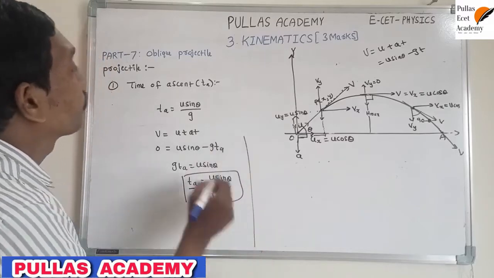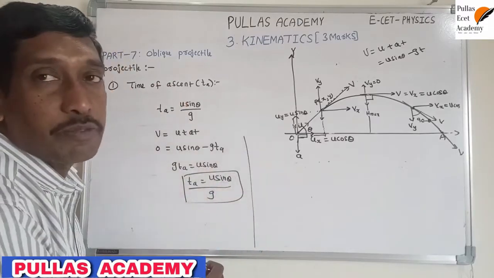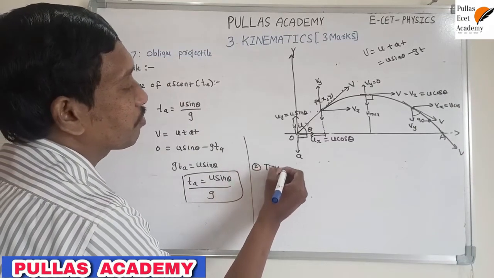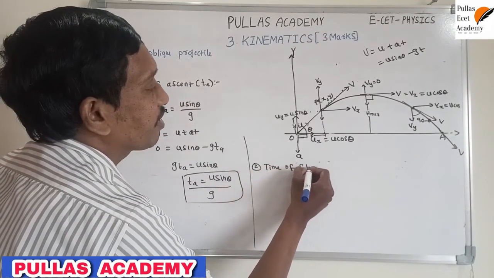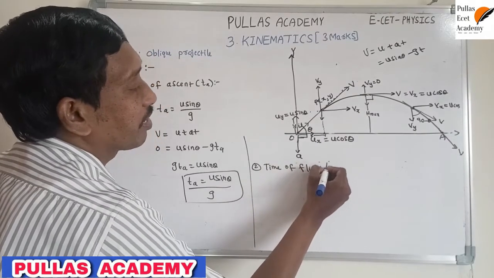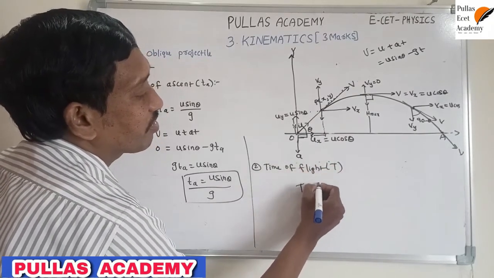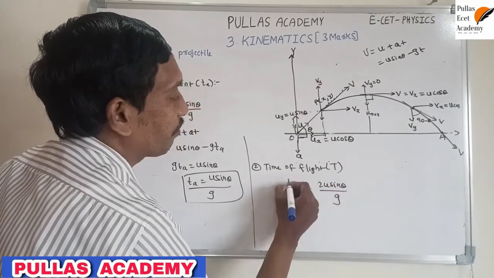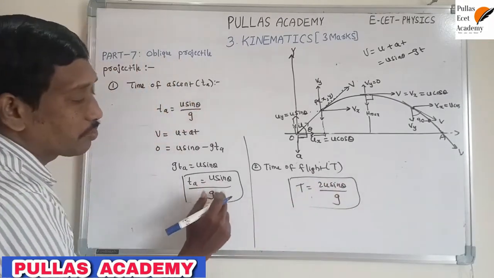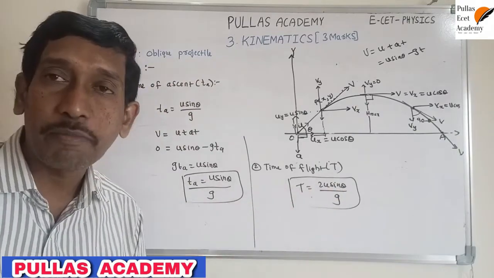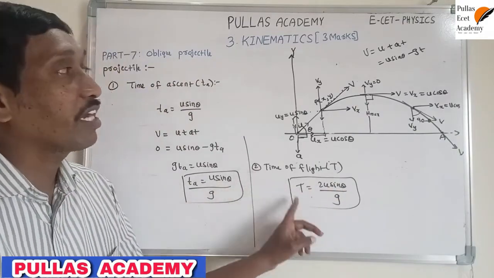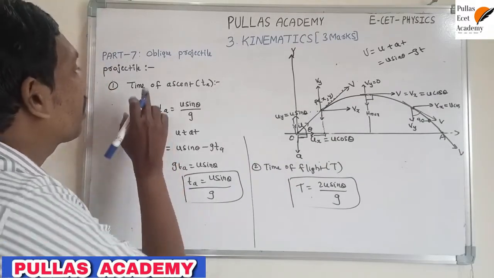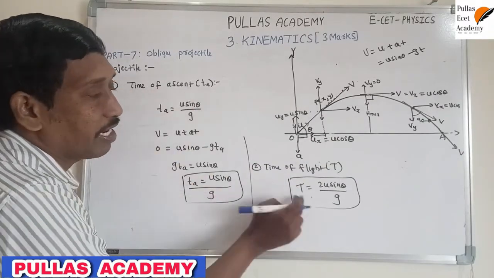In the same way, here is one more expression, that is time of flight. Derive it using the kinematic equation. Just remember the formula: 2u sin theta by g is the formula for time of flight. A small difference: time of ascent is u sin theta by g, and it is 2u sin theta by g for time of flight. This is the expression for time of flight of oblique projectile. Okay, for oblique projectile, one expression is time of ascent, the other is time of flight.